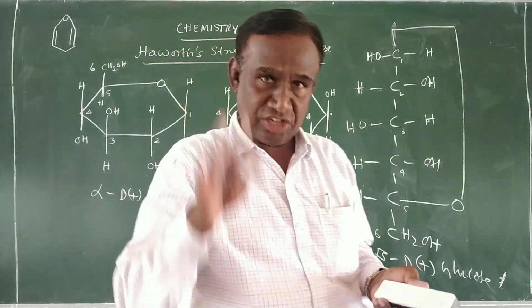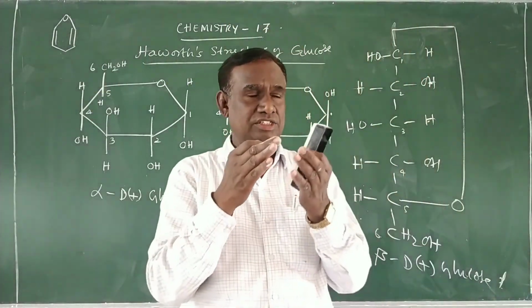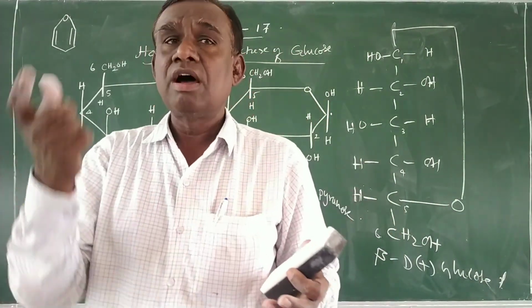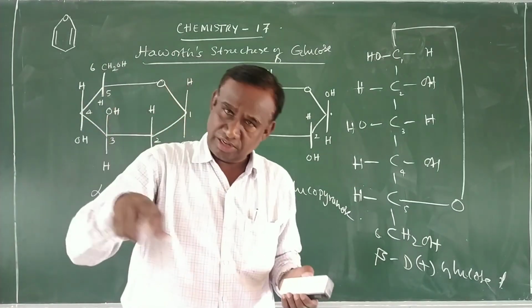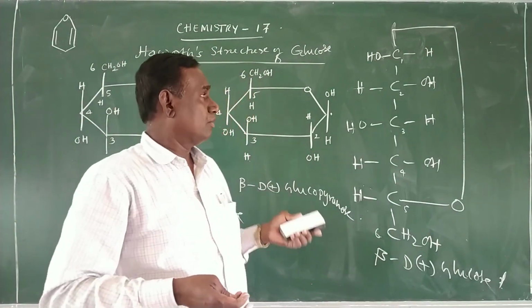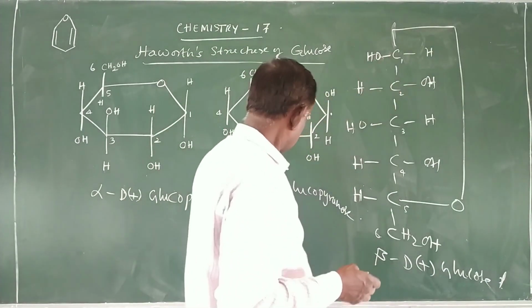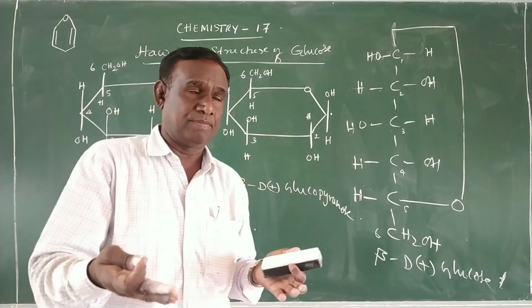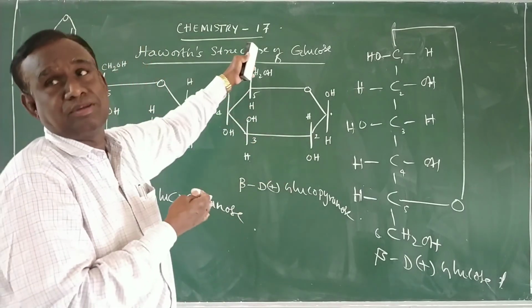So what is our structure? Haworth proposed a hexagonal ring structure for alpha D glucose and beta D glucose. According to Haworth, the hexagonal ring consists of 6 corners. Out of 6 corners, 5 corners are occupied by carbon atoms. 1 corner is occupied by what? Oxygen atom. And this hexagonal ring is perpendicular to the plane of the paper if you write on the paper, and perpendicular to the plane of the blackboard if you write on the blackboard.